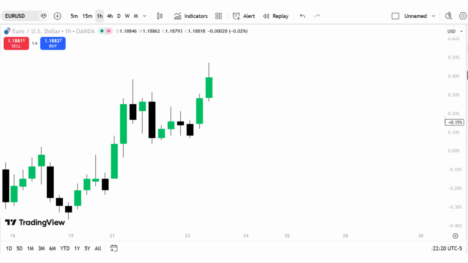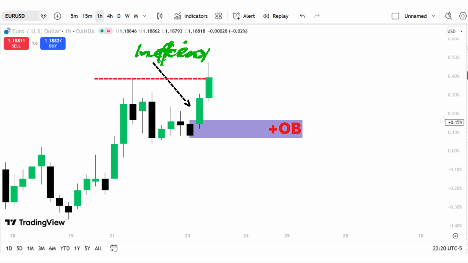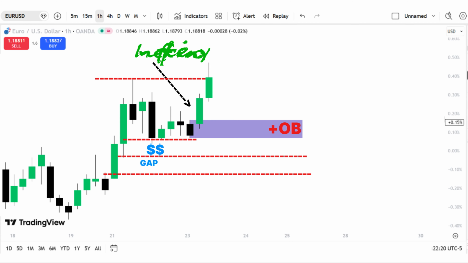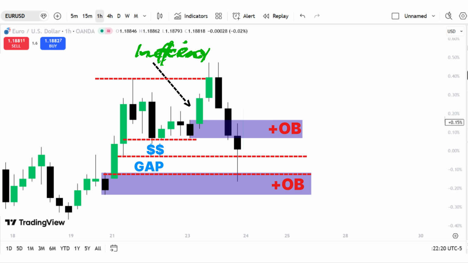Here, we have the euro-dollar on the 1-hour time frame. We can identify this valid order block that produced inefficiency and a break of structure. But when we look to the left, we notice this support level that rejected price multiple times. Therefore, a significant amount of liquidity is resting below this level. Additionally, we see price gaps directly under this area along with another valid order block. So there is a strong likelihood that price will break below this liquidity pool to fill the gap and then continue upward once it taps into the second order block.